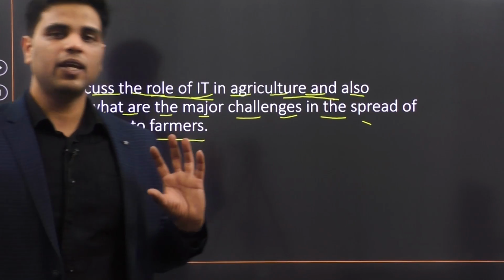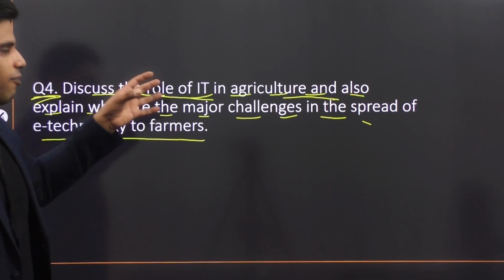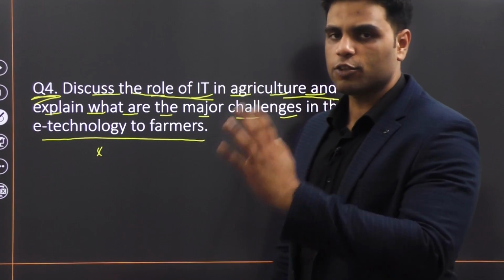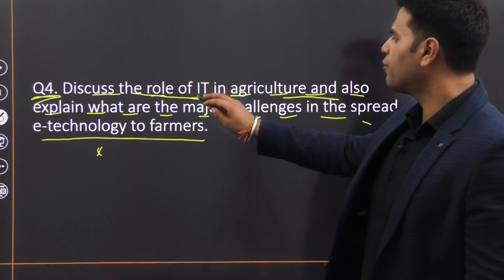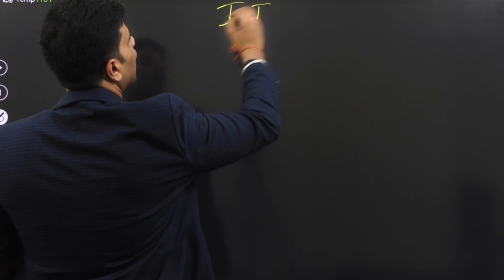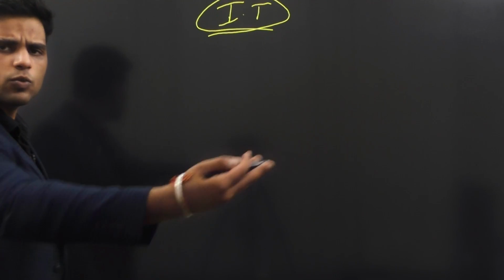So first part would be role of IT in agriculture. The second part would be challenges. All right. So let's focus on the first part. How can we use information technology for agriculture? Well, they say that technology has application in each and every aspect of human life, agriculture being one of them. So how can IT help agriculture? Well, there are various ways.